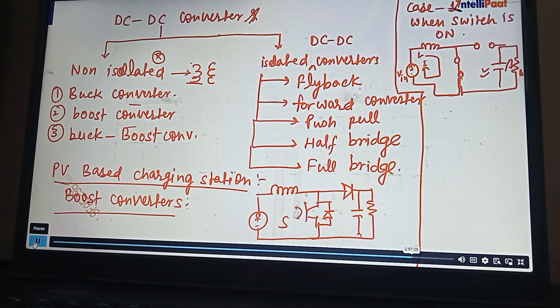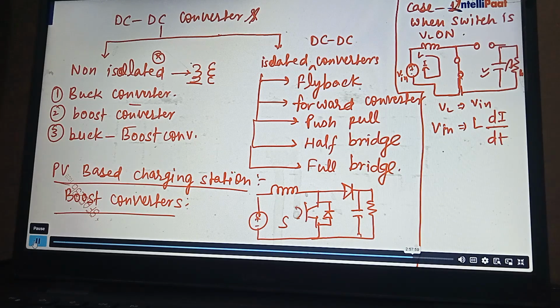So when S is on, suppose the inductor voltage is VL. Then VL will be equal to the input voltage Vs, which can be written as L di/dt, supposing current i is flowing.